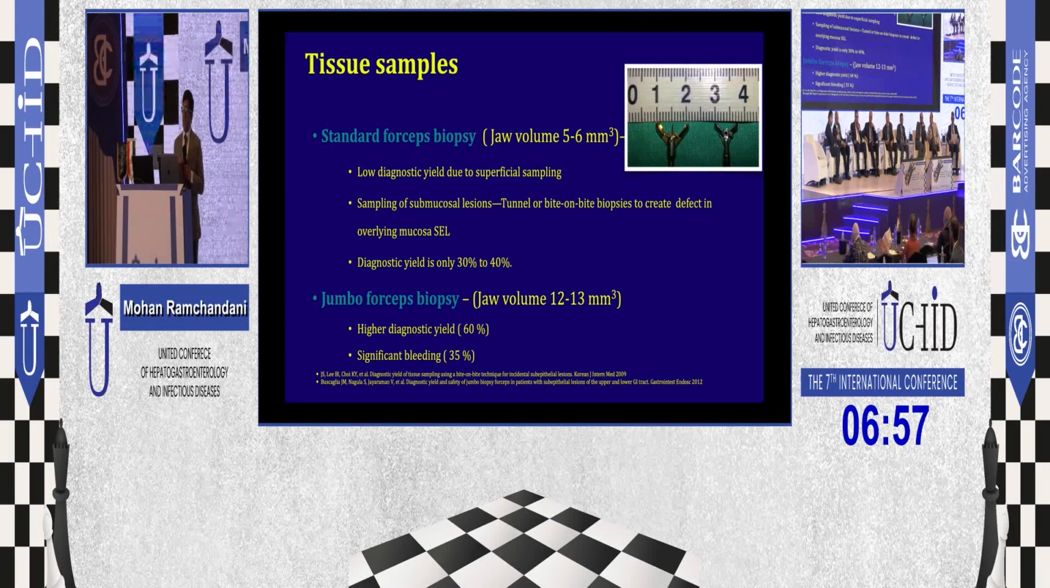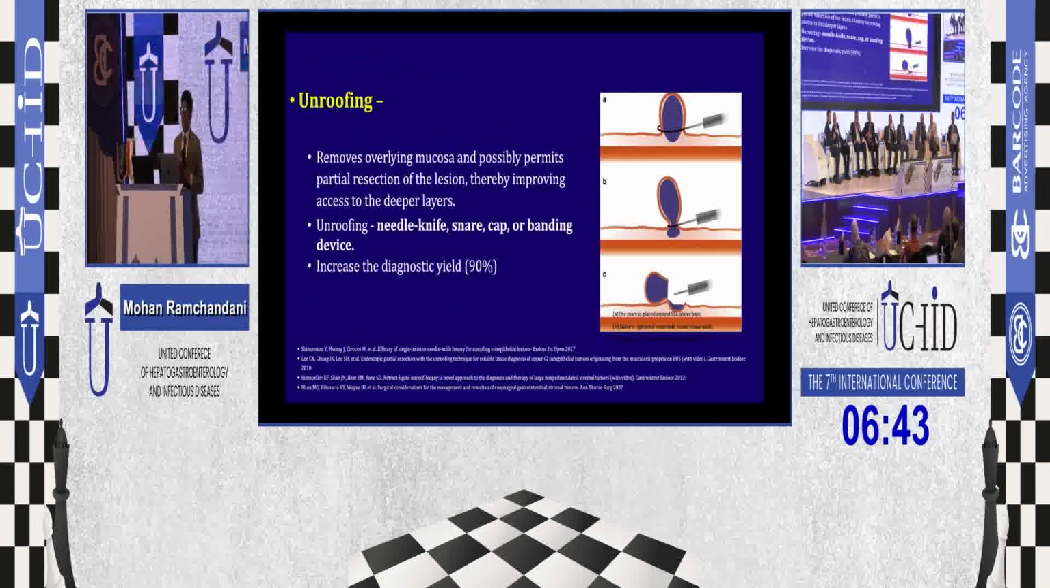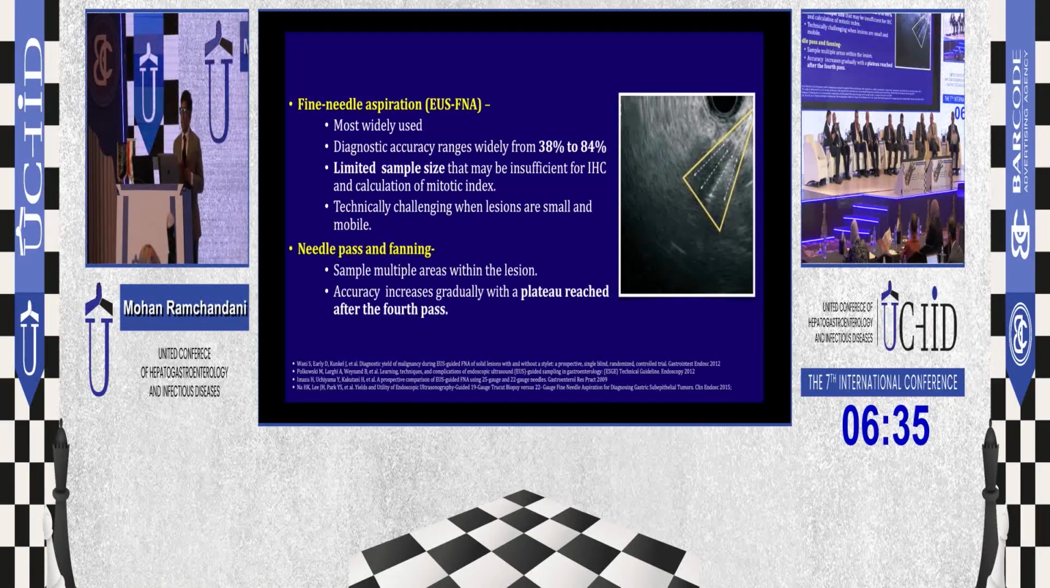Tissue diagnosis can be done by biopsy, but biopsy will take epithelium and we are dealing with a subepithelial tumor. So it may not give a correct diagnosis. If you have a larger biopsy forceps like a jumbo biopsy forceps, or you may have to do unroofing. You have to remove the epithelium, expose the tumor, and then take biopsy. So this is another method. FNA is a method, but the sensitivity is very low.